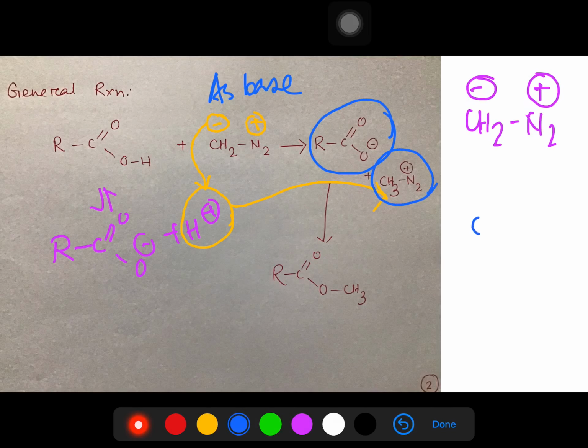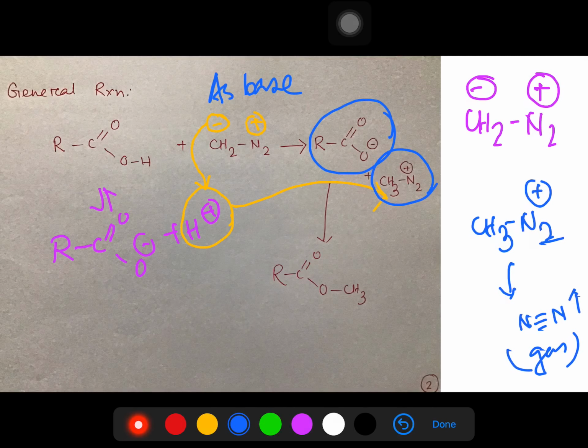Now if you look at this group CH3N2 plus a little carefully, see, N2 is attached to CH3. N2 is a very good leaving group. Why? Because ultimately it produces nitrogen gas. It's a gas and a very stable molecule, so it will go out from the reaction medium. And see, this is a methyl group, means it is very less bulky. Consequently, this indicates that it is very prone to undergo SN2 type reaction.